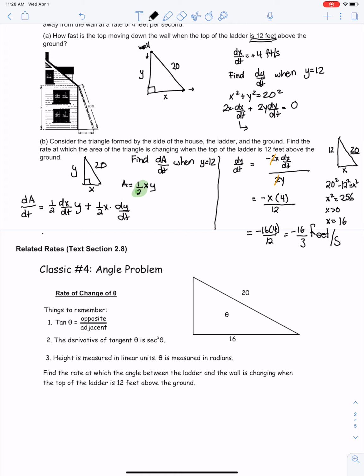And then I just sub in the values I have. 1/2. My dx/dt was, not negative 16 over 3, my dx/dt was 4 feet per second, so 4. My y is 12, plus 1/2. My x is 16. My dy/dt is what I just solved for, negative 16 over 3. And again, I'm fine if you just leave your answer like that and throw some units in. So my units of area are feet squared per second.